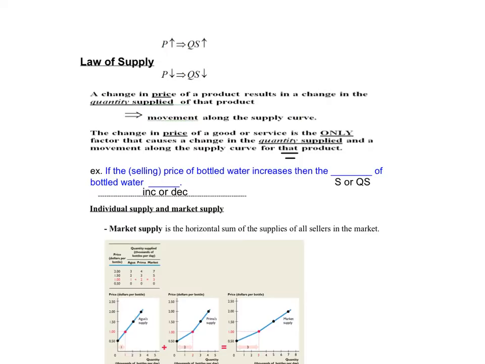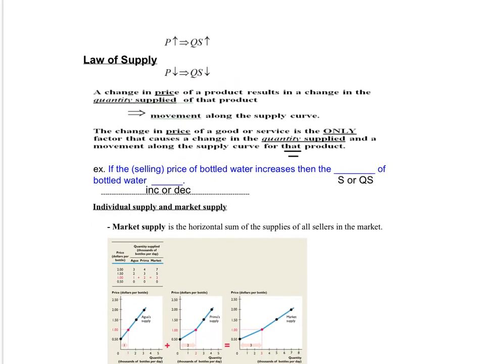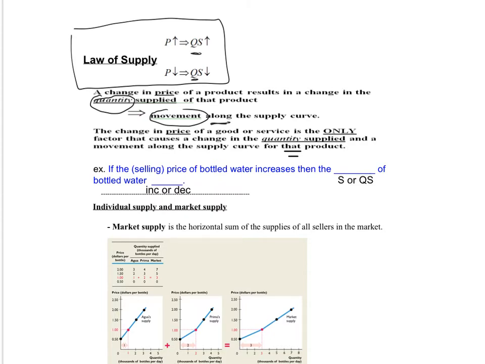So the law of supply, similar to the law of demand. If price goes up, in this case, the quantity supplied increases. So it's the quantity supplied, a movement along the curve. This is why I said it's similar. They both represent a change in the quantity supplied, or quantity demanded for the law of demand, and it's a movement along the respective curve, not a shift in that curve.